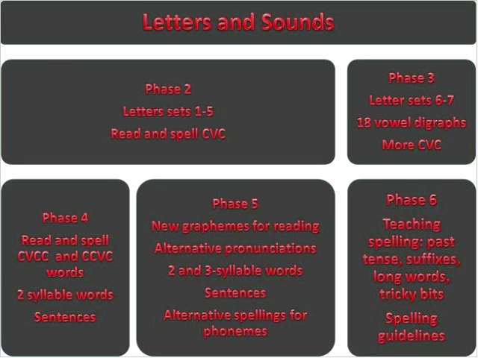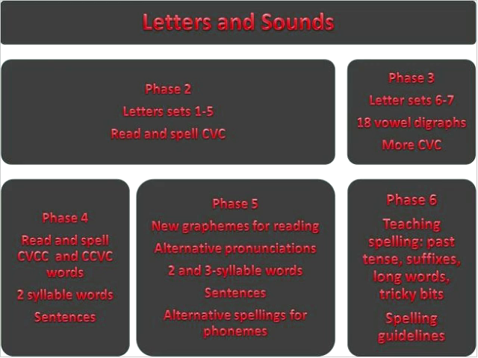Phase 5 looks at new graphemes for reading, alternative pronunciation, so we're getting more sophisticated. I'll give you some examples in a moment. And we start putting these into sentences, so we're not just reading isolated words, we're beginning to use them in a context. And phase 6 really begins to push forward into spelling, so it starts to look at adding ed to make the past tense, or adding ing, for example.